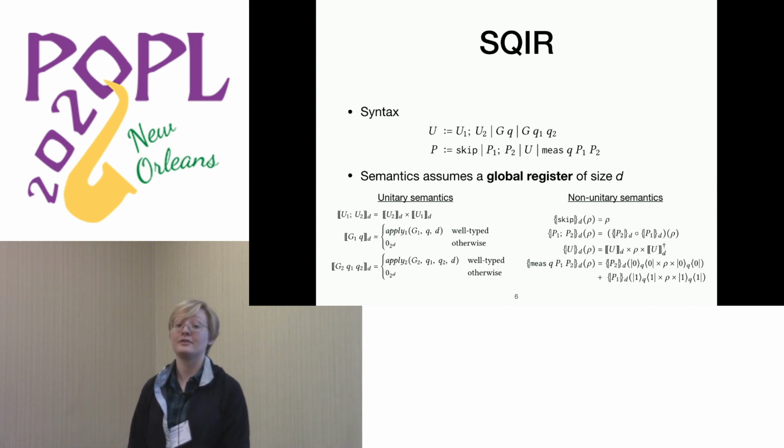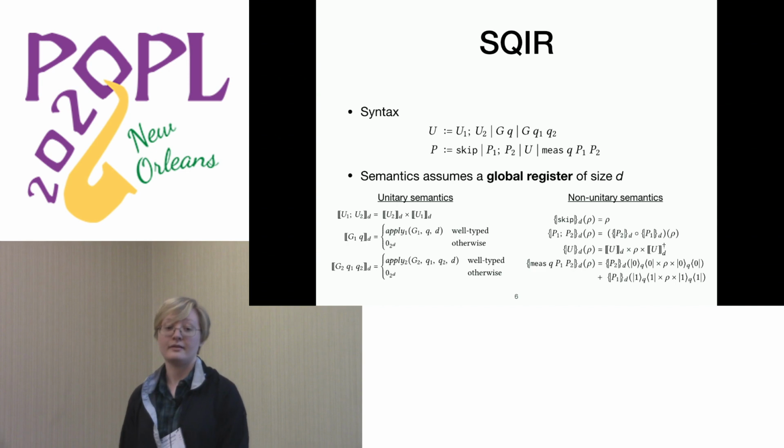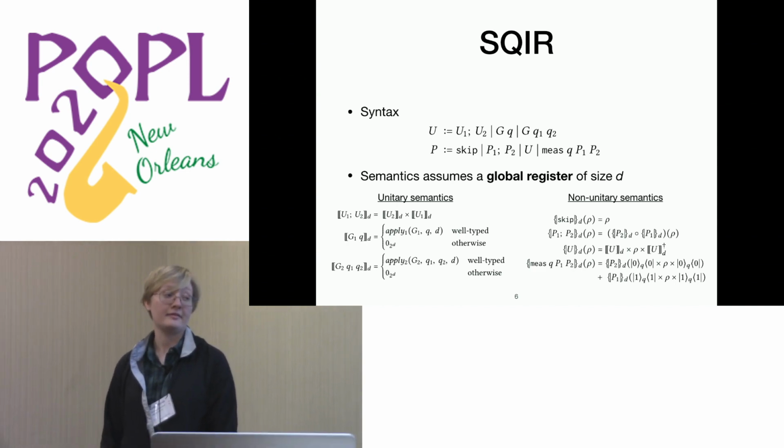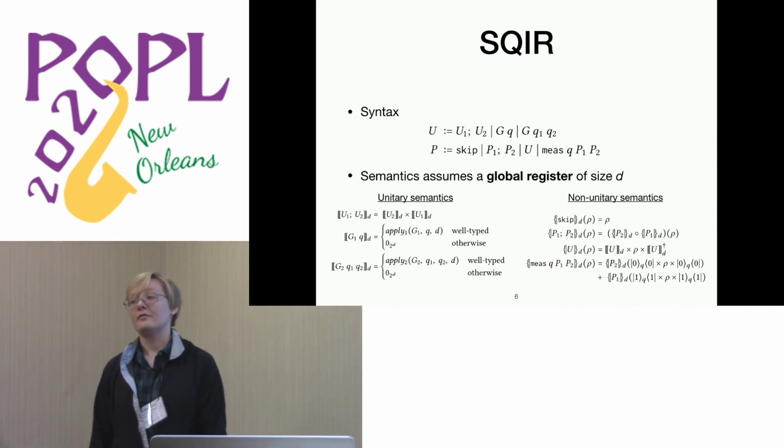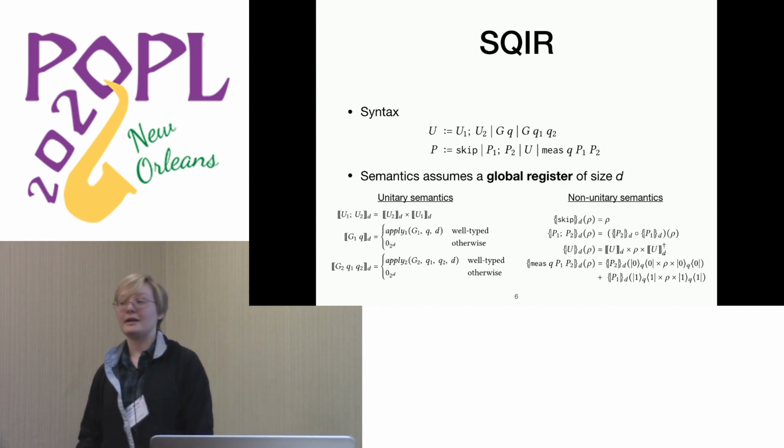Sequencing is function composition. And on the last line there we have the denotation of measurement, which again, this is standard. This is not something that we came up with. It's going to be the sum of the denotation of the program P1 applied to the case where Q is in the 1 state, and the denotation of program P2 applied to the case where Q is in the 0 state.